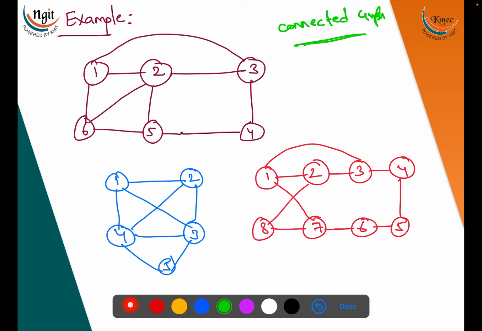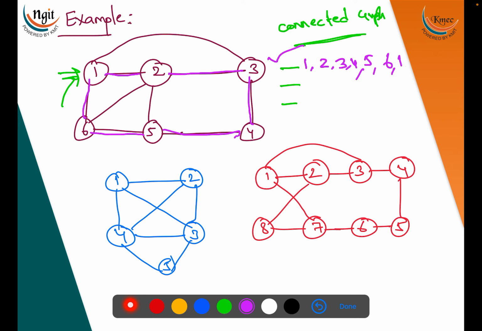What we learned from the previous slide is visiting all the vertices one time, and where you started, there only you have to end. Keeping in mind the definition of Hamiltonian cycle, let's write the possible Hamiltonian cycles you can get out of this graph. 1 to 2, 2 to 3, 3 to 4, 4 to 5, 5 to 6, 6 to 1. It is a round trip. It is one Hamiltonian cycle.